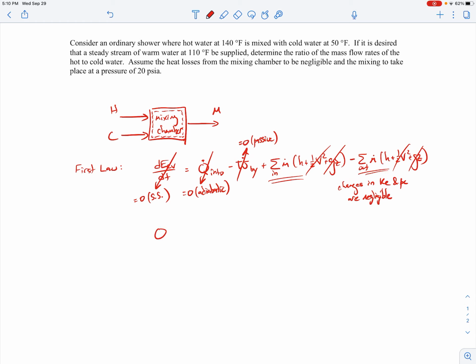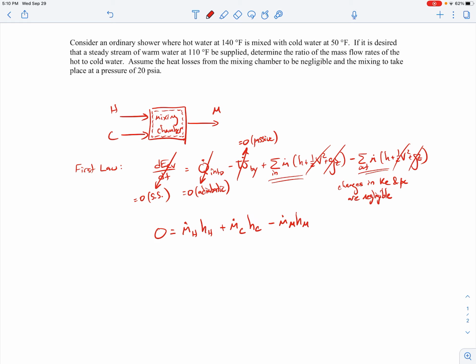So let's go ahead and expand that out. Coming in, we have the mass flow rate of the hot stream times the specific enthalpy of the hot stream, plus the mass flow rate of the cold stream times the specific enthalpy of the cold stream. So we're talking about these two terms here. Those are the inlet ones. And then we have the outlet, so it's the mass flow rate of the mixed stream times the specific enthalpy of that mixed stream.